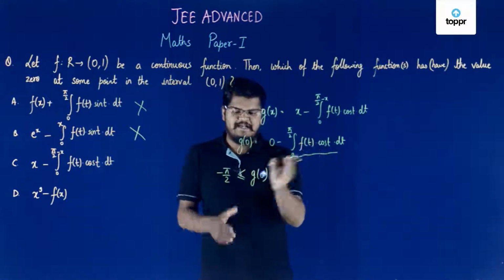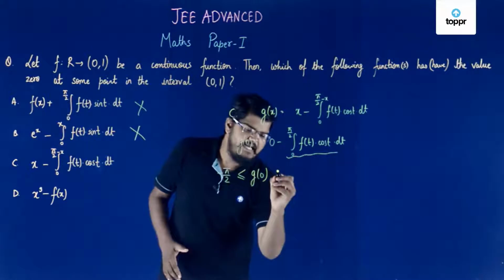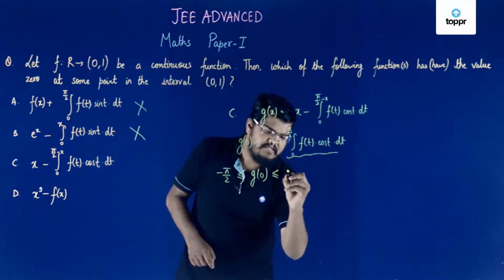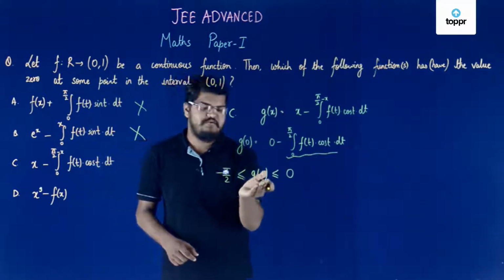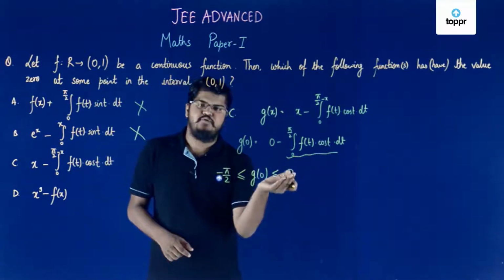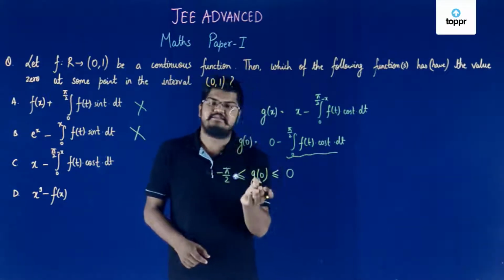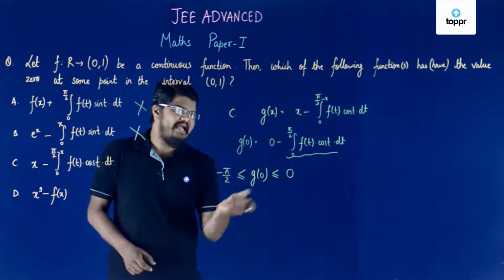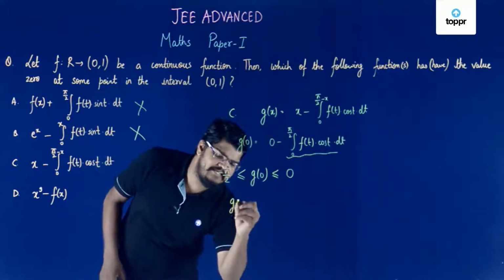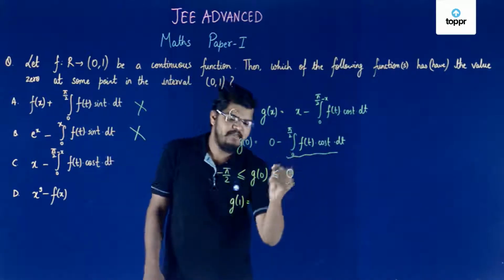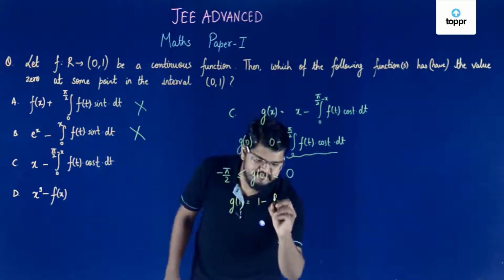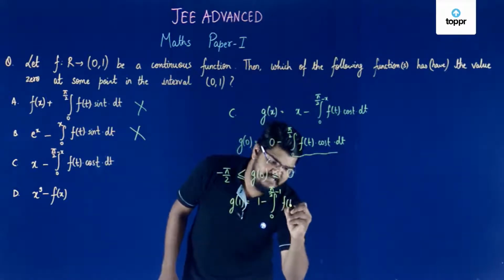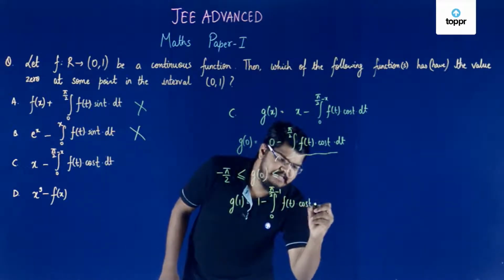So 0 minus pi by 2 will give us the result as minus pi by 2, and I can say that this value will then be equal to 0 minus 0, and so this will be 0. So the range of g of 0 is from minus pi by 2 to 0, and that way I can say that this g of 0 has to be negative or equal to 0. At the same time, if I now substitute the value of x as 1, then g of 1 will be equal to 1 minus integration 0 to pi by 2 minus 1 f of t cos t dt.